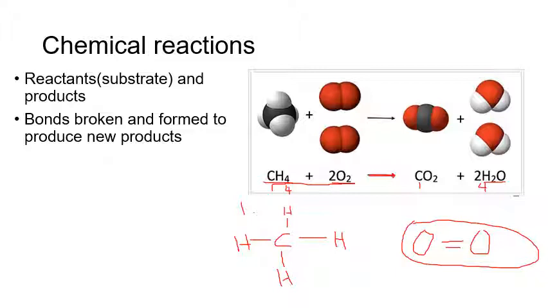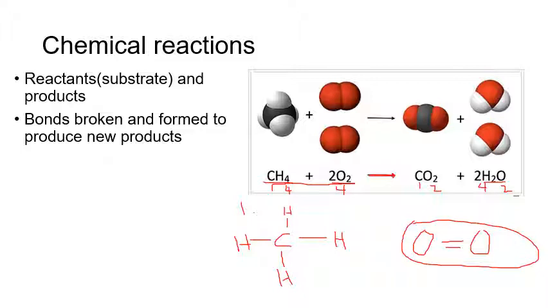How about oxygen on this side? We have 2 molecules of O2, so 2 times 2, that's 4 atoms of oxygen. And what do we have over here? We have 2, and we have 2 times 1. So we have the same amount of carbons, hydrogens, and oxygens. So we haven't lost anything. We haven't lost any atoms. But what is the difference?